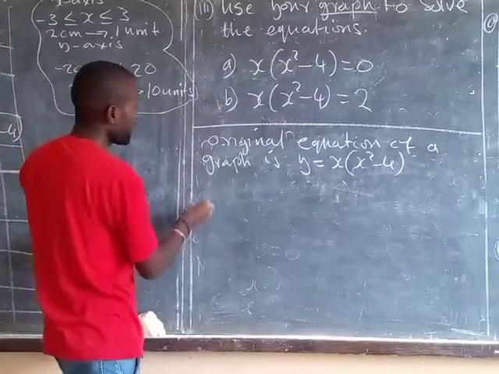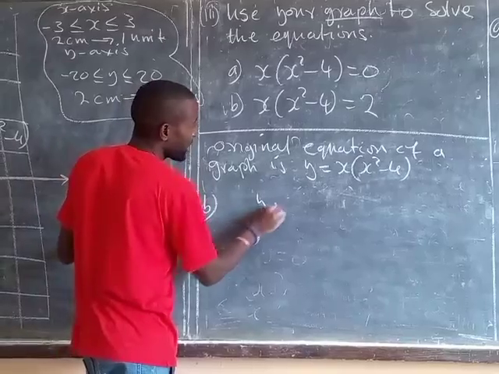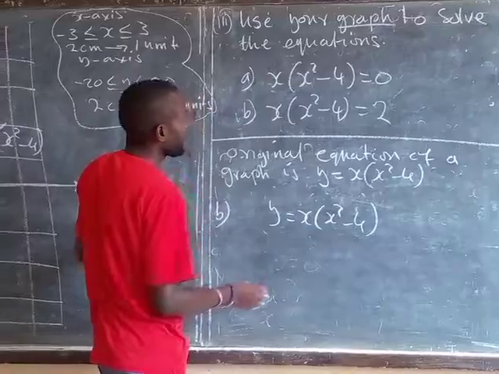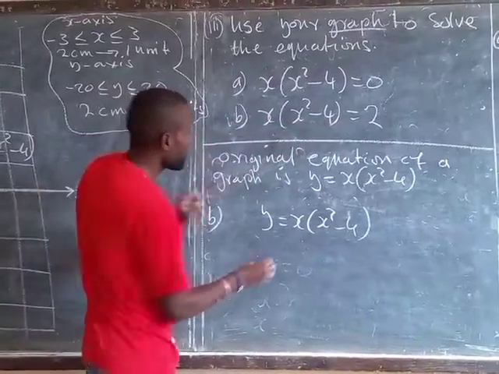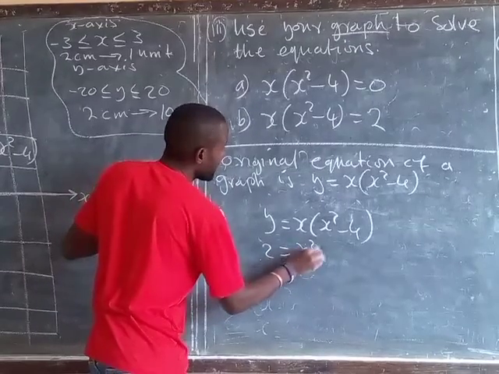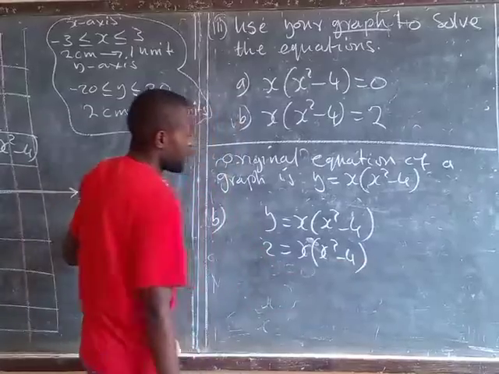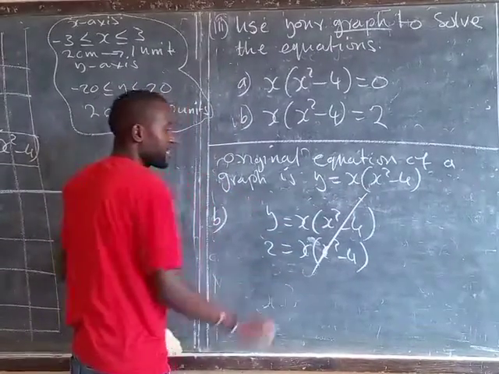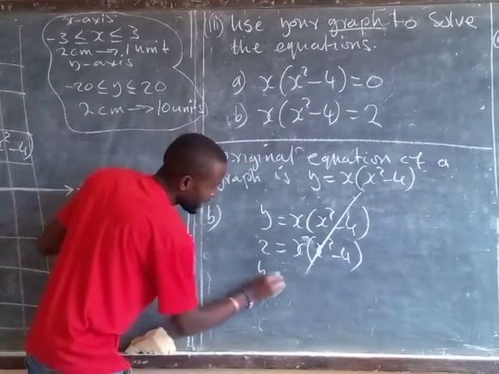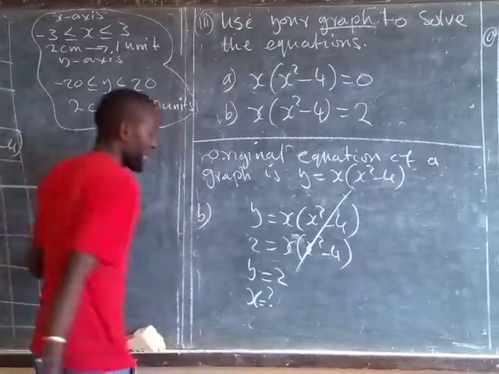So the second part is my b. You do the same procedure, get the original equation, y is equal to x squared minus 4. And then I'll get this one, you see negative 2 is there. So you can just say 2 is equal to x squared minus 4. So this part here goes because it's one and the same. Hence my y is equal to 2. So I need to find what x is. What is my x? I don't know.